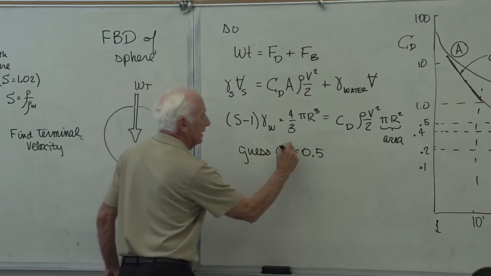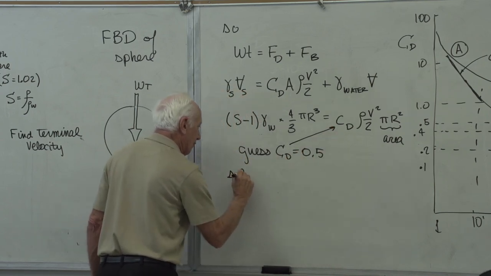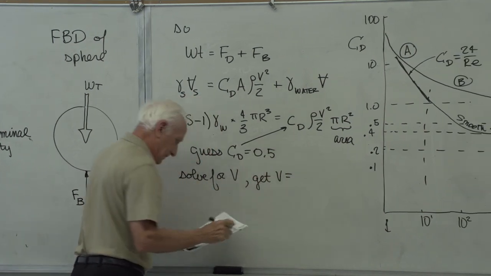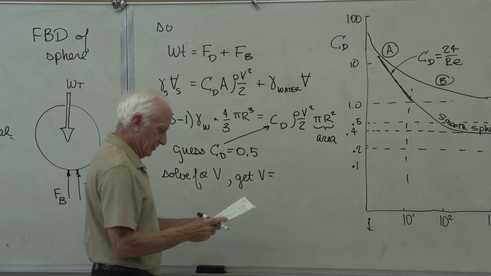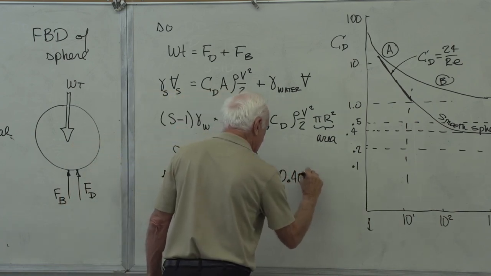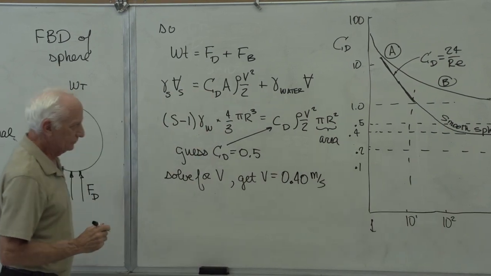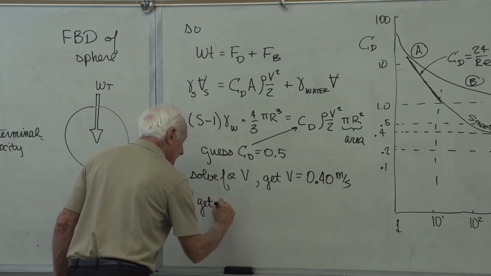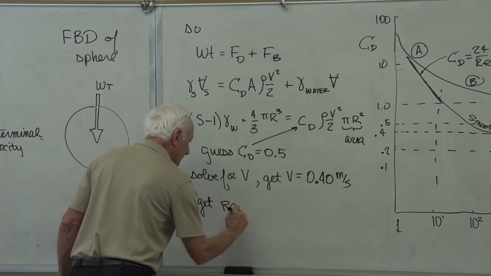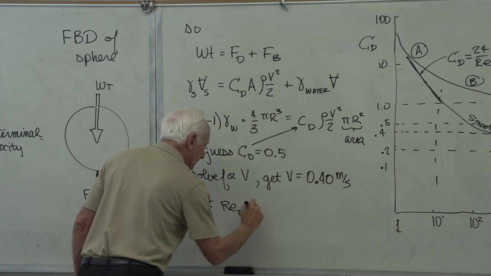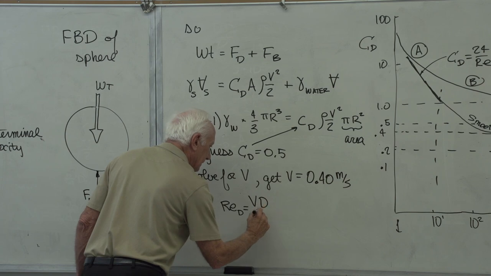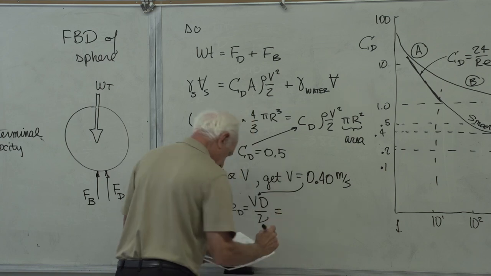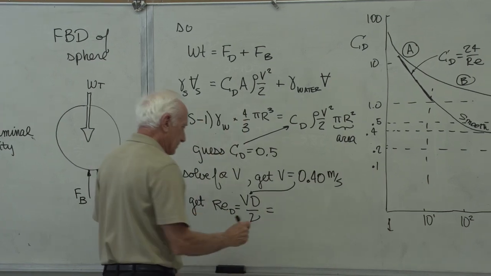Put that guy into there. Solve for V. Get V equal to 0.40 meters per second. Get the Reynolds number, V D over nu. Put that V in for there. We know D. Reynolds number is 1.2 times 10 to the fifth.